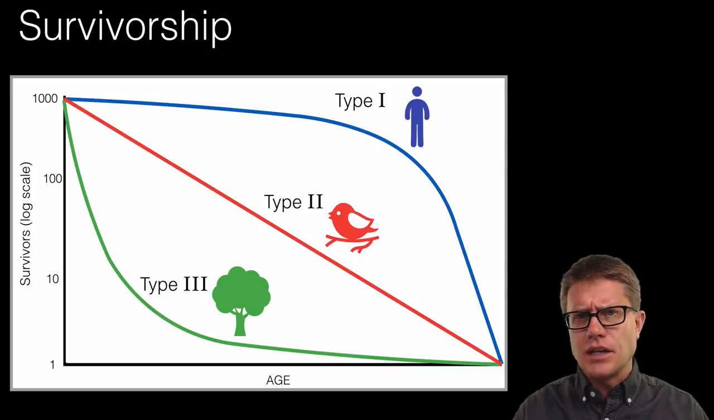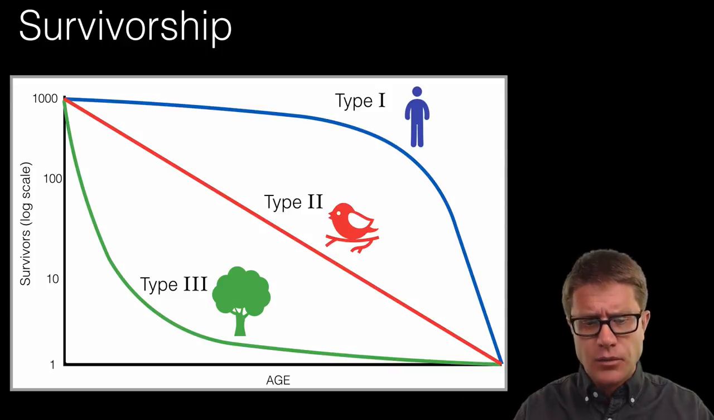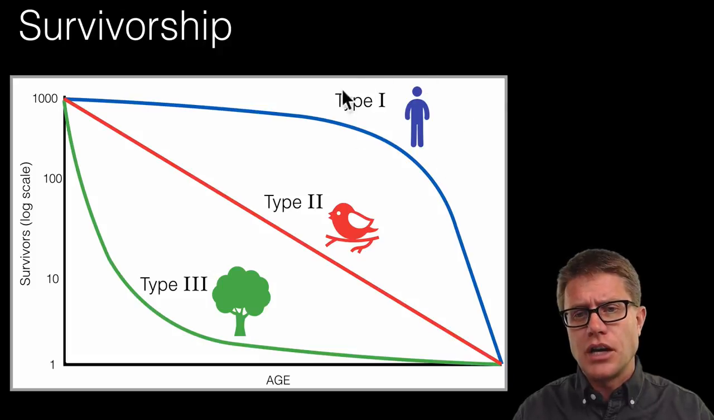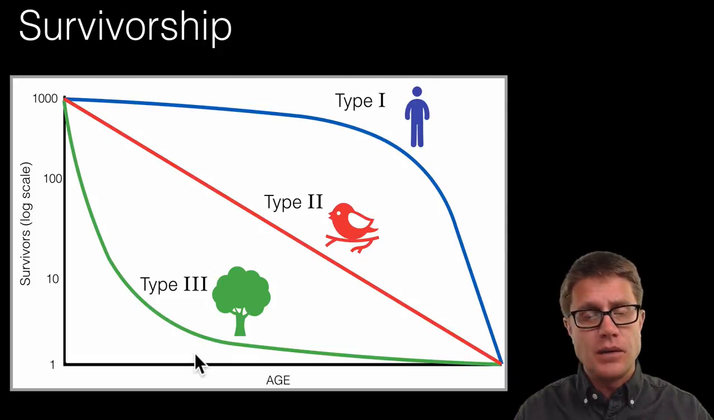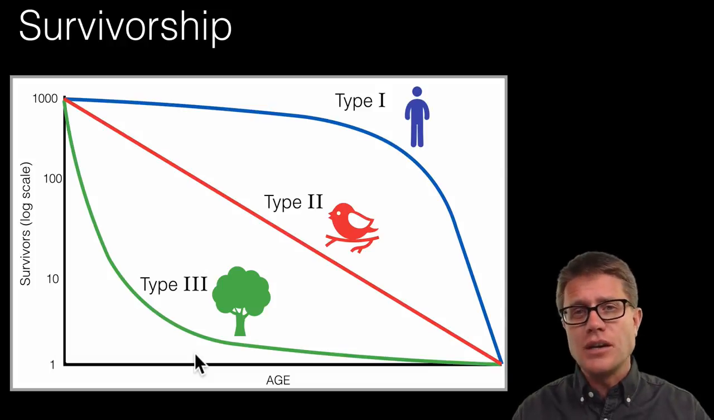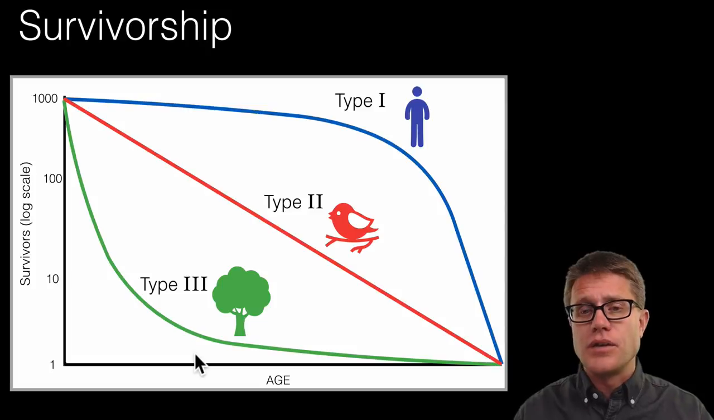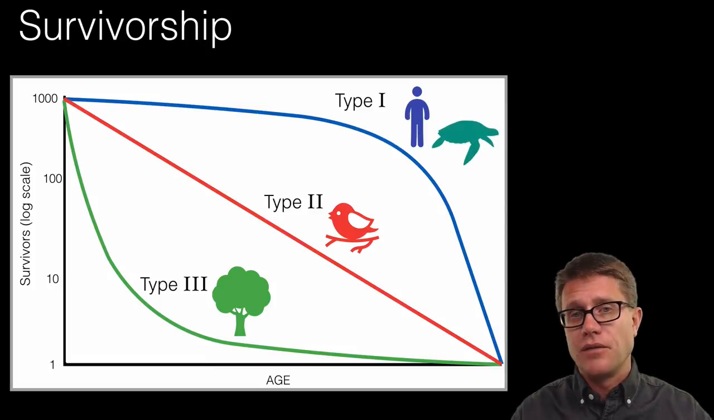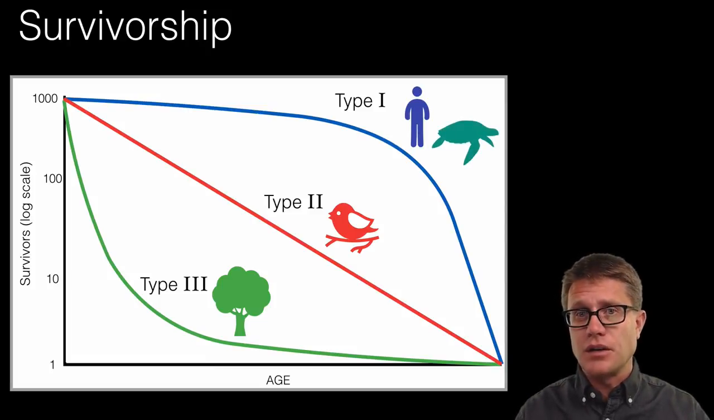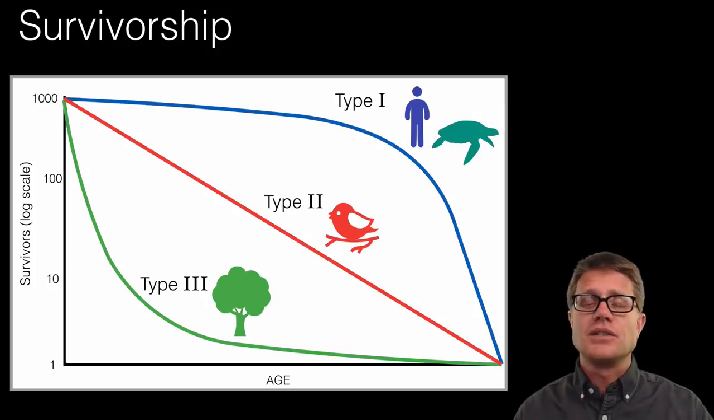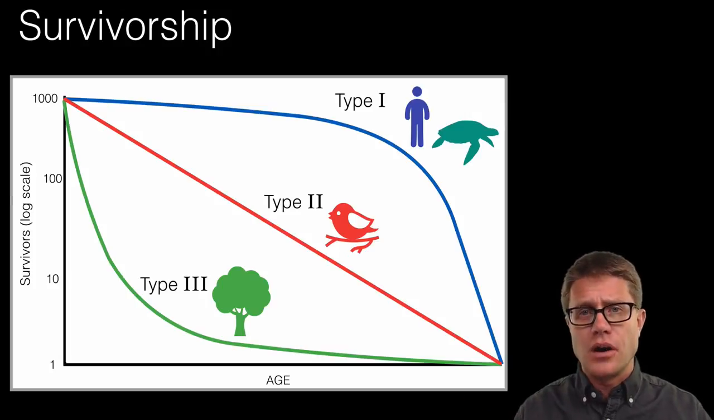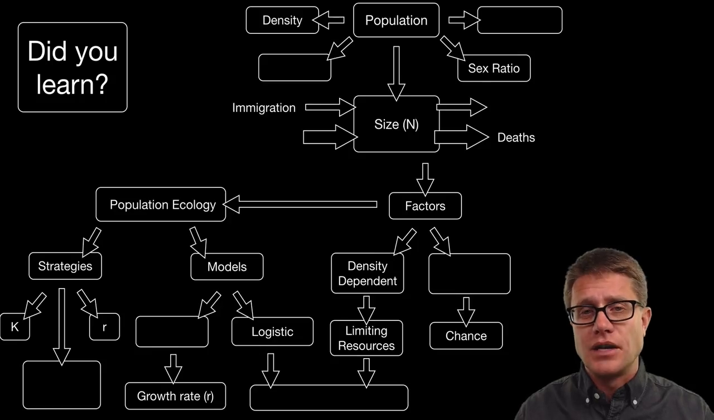And so could you link that to K or R selected species? Well, type 1 individuals are generally going to be those K-selected species, and type 3 are generally going to be those R-selected species. But there are so many examples that are in the middle. If you think about a sea turtle, for example, they have lots of offspring. They don't give much parental care, but they live a long time. So it's not as simple as are you R or are you K? It's somewhere in the middle, but they are applying these different strategies in life.